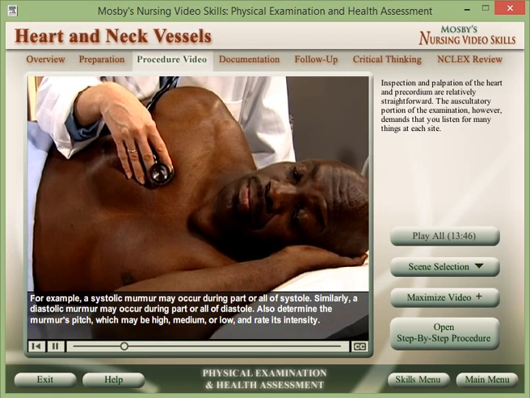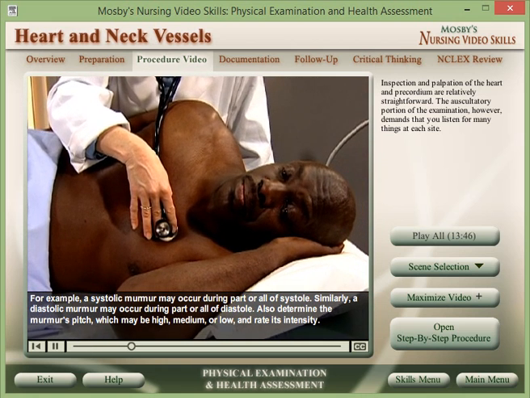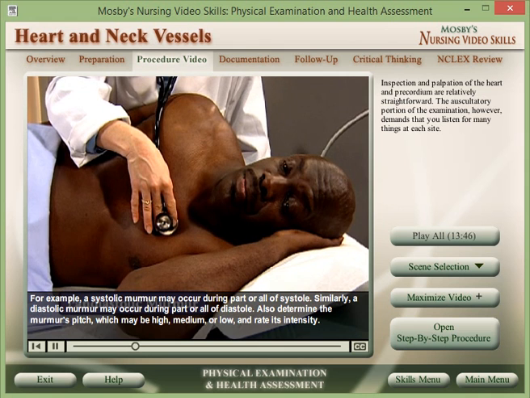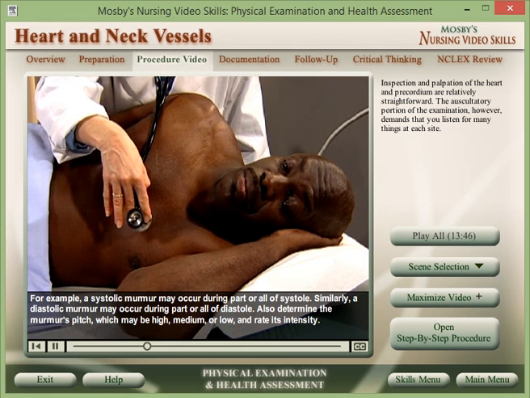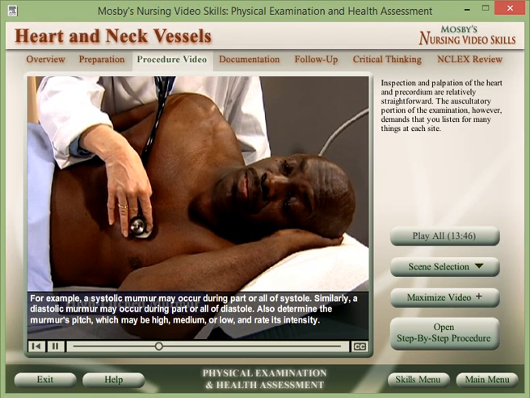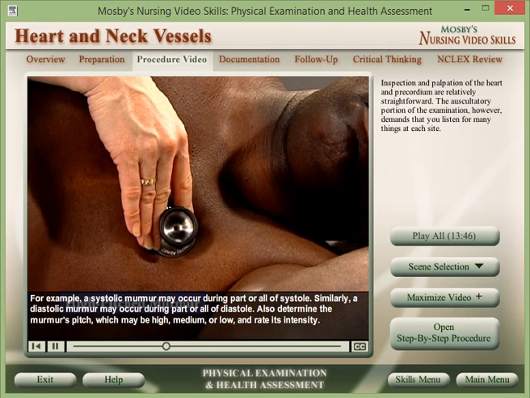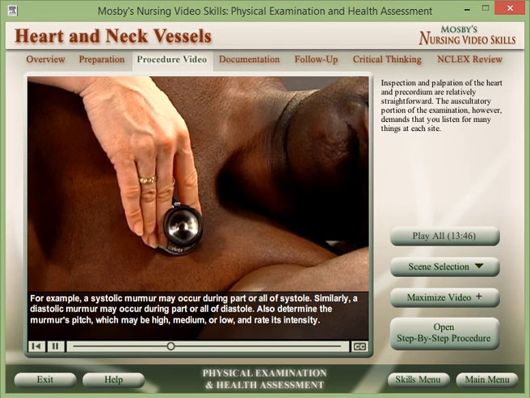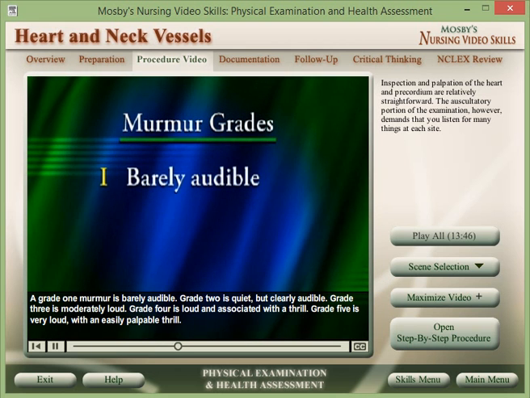Similarly, a diastolic murmur may occur during part or all of diastole. Also determine the murmur's pitch, which may be high, medium, or low. And rate its intensity. A grade 1 murmur is barely audible.